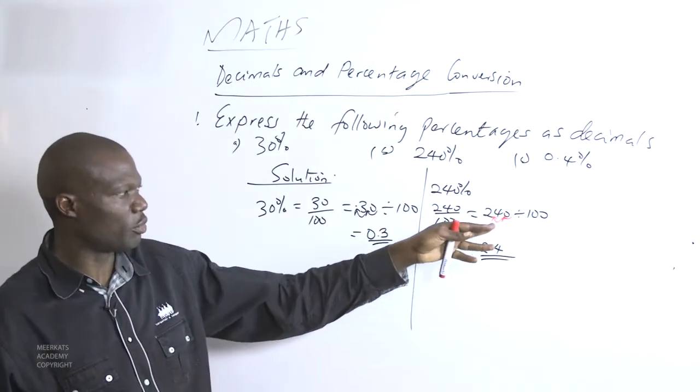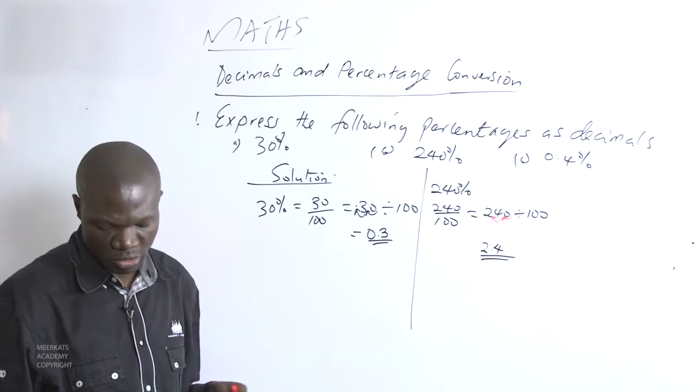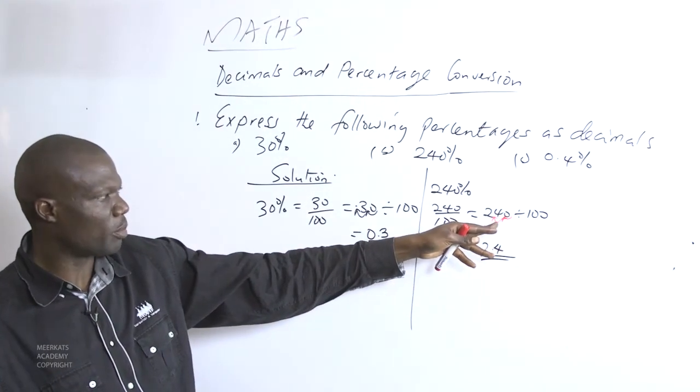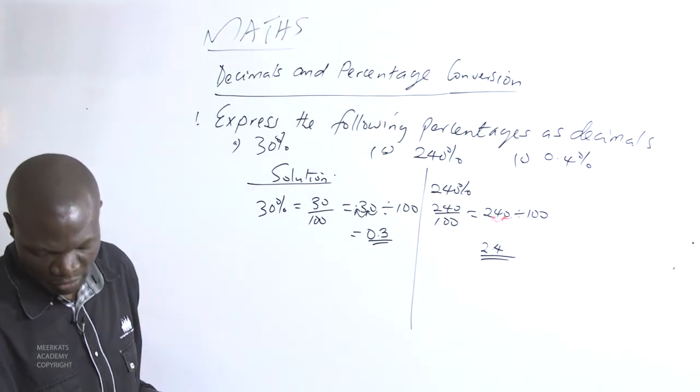You notice that from 240 we moved 2 spaces towards there. We moved the decimal point 2 places towards the left.